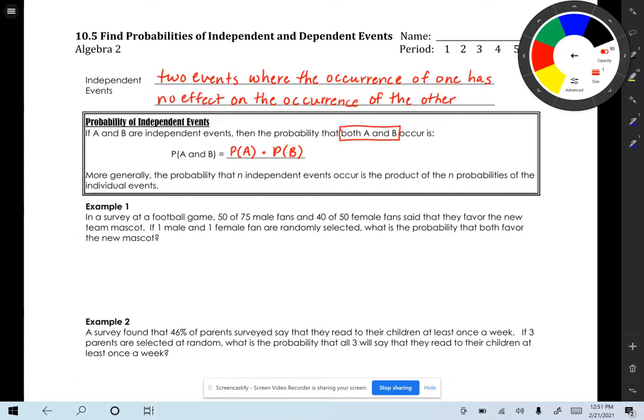So if I asked you what's the probability of multiple things, then you would just multiply multiple things. An example would be the probability that you'll get two tails is equal to 1/2, because that's the one for the first, times 1/2 for the second, and that's 1/4.